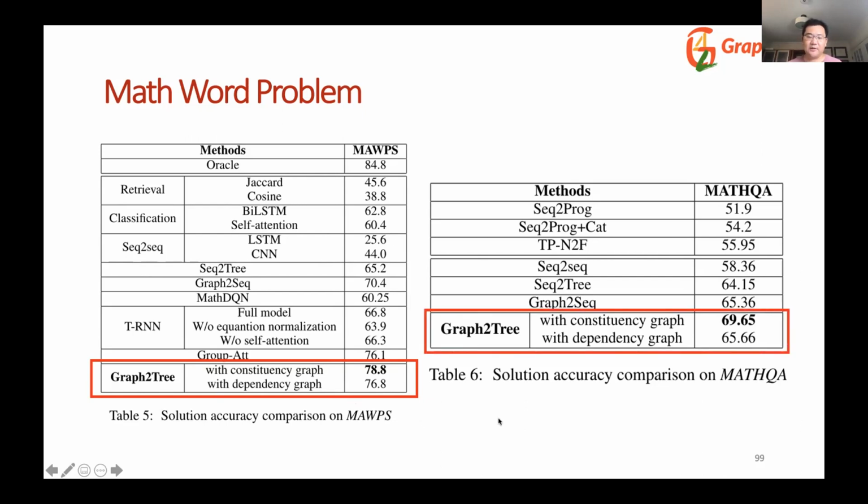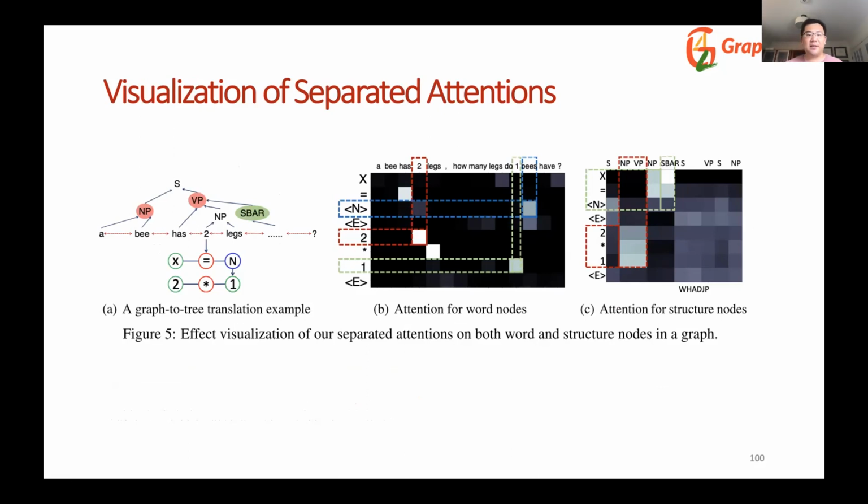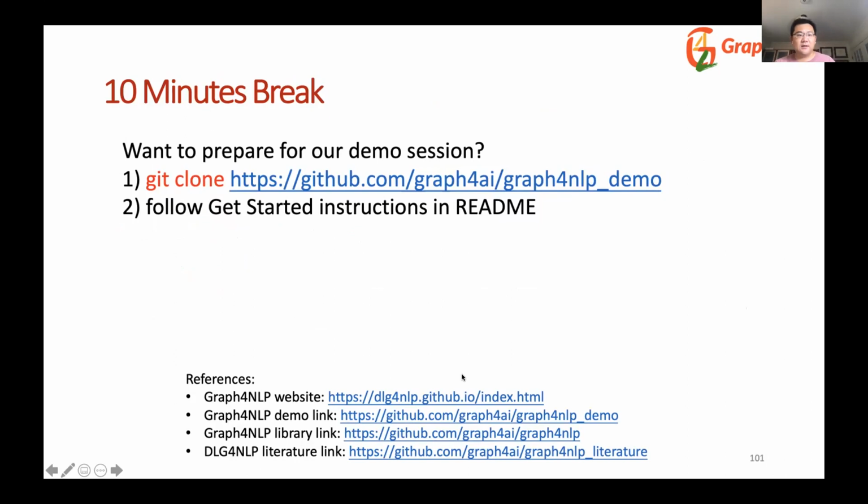The second part, we also evaluate on other math equation datasets, and we have very similar results. And here's some visualization of our separate attention. We can see, interestingly, that the attention does help us find the important input tokens associated with the output, so our separate attention captures the most important information. Okay, I think that's all for our first part of the DLG4NLP tutorial.